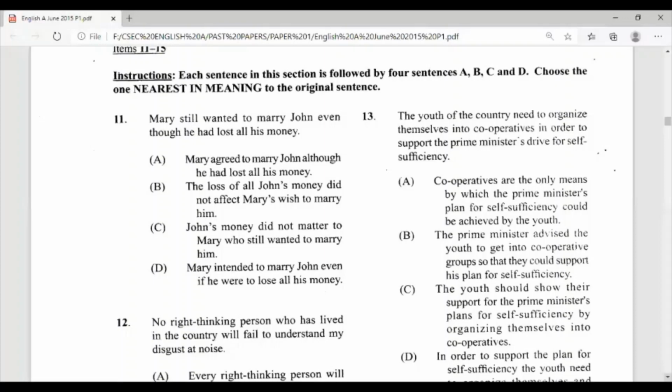The loss of all John's money did not affect Mary's wish to marry him. We know that is true because he did lose all his money, and that's what we were seeing in the original sentence where she still wanted. Her mind was not changed. But I don't know if the original sentence said that John's money did not matter at all, so this one is not one that we choose. D, Mary intended, which is fine. She intended to marry John. But look at this, even if he were to lose. Actually, he did. So D is off and B is our best option. So our answer is B for number 11. Number 12.